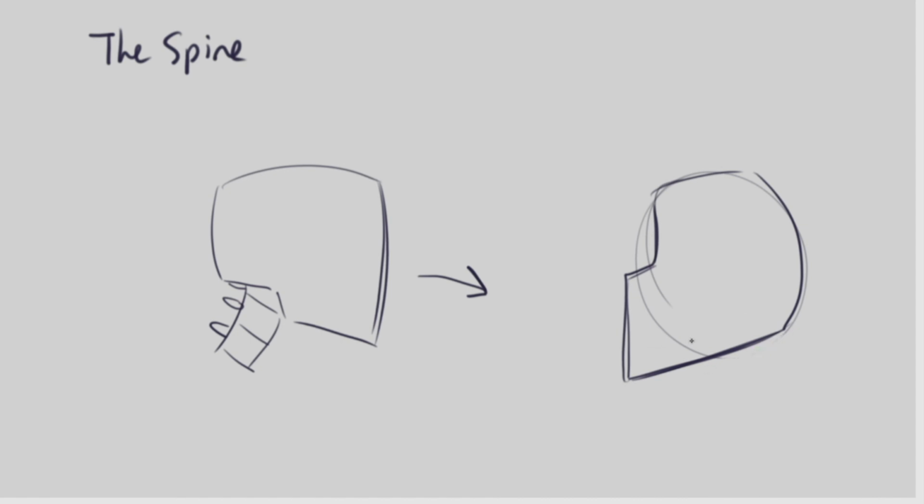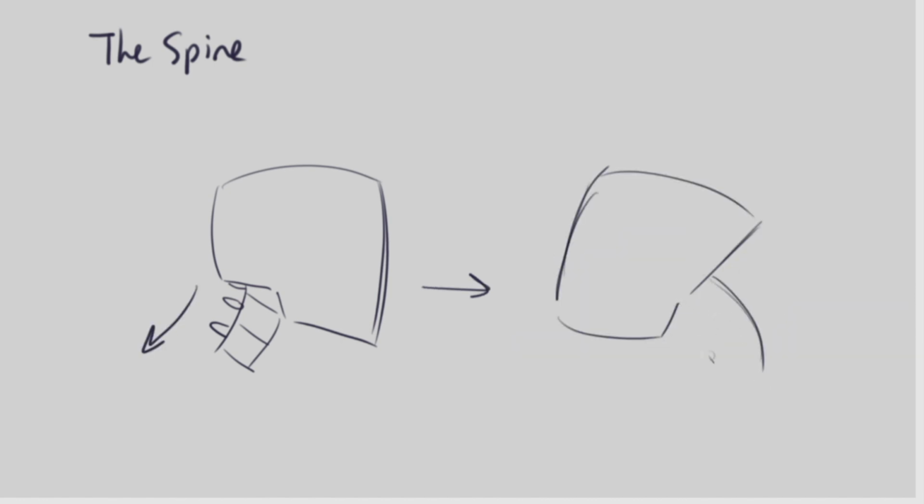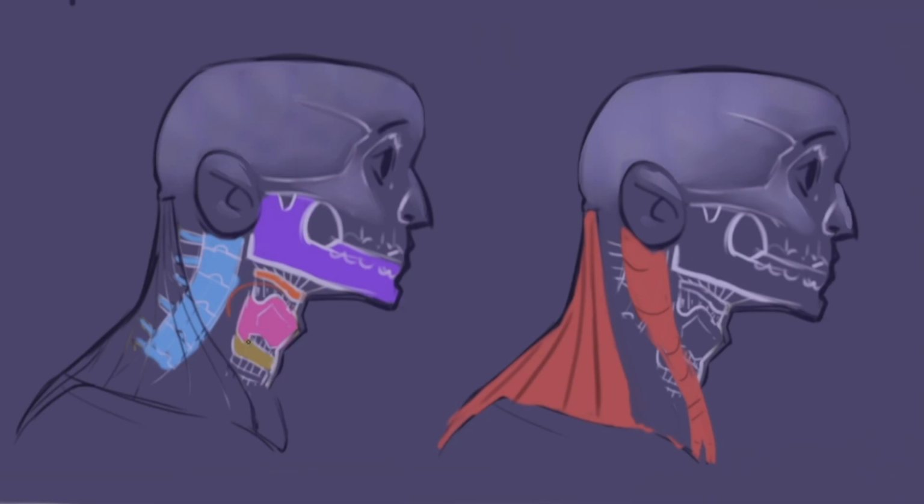Now, because of the curve of the neck, its capacity to bend forward is much greater than its ability to bend backwards. These spiky parts on the back of the spine restrict the tilting back movement. Next up is the thyroid cartilage, the cricoid cartilage, and the hyoid bone.